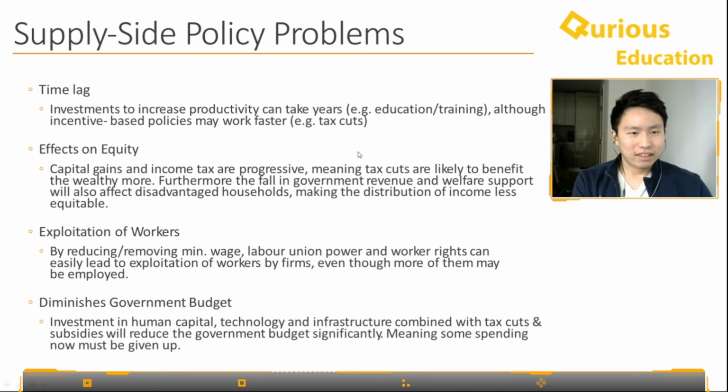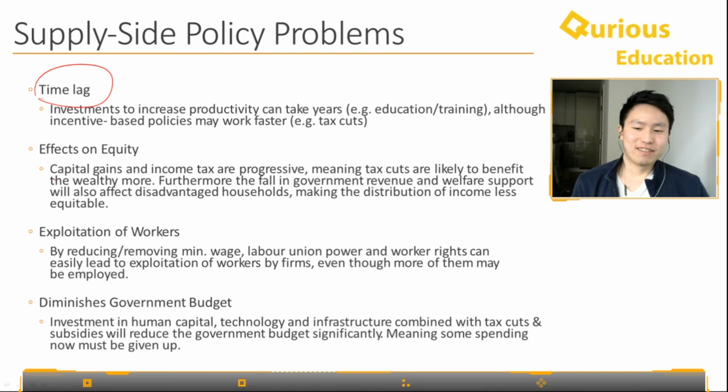Next, let's dive into some of the supply side policy problems. A lot of these we've touched upon when we looked at the different types of supply side policy. These are really good for your analysis and evaluation points when you're in the exam and you're doing an essay on supply side policy for A-level and IB. So first problem, time lag.